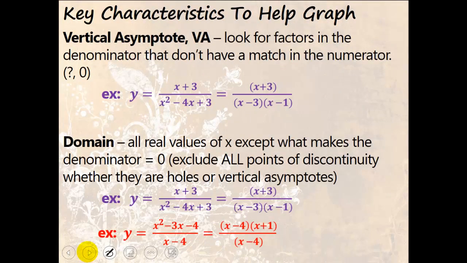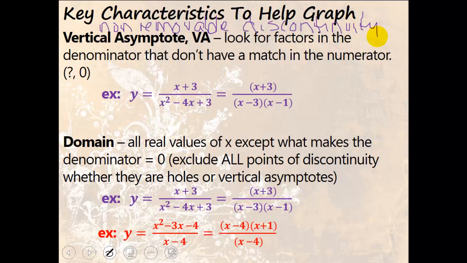All right, the next characteristic is the vertical asymptote. Vertical asymptote is a non-removable discontinuity. How did we find that? By setting our factors in the denominator equal to 0. These factors are the ones that don't have a match in the numerator.